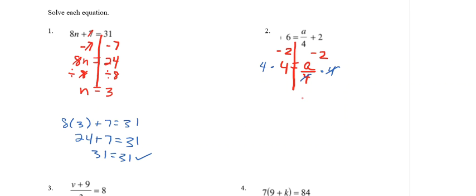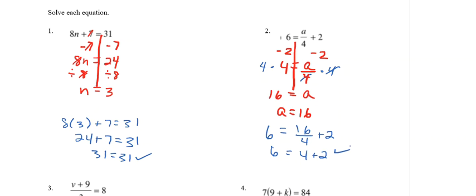And you're left with a equals 16. And I always like to switch it around and rewrite it where the variable is on the left side. Some teachers really do require this. Okay, and as always, you can check your answer. So 6 is equal to 16 divided by 4 plus 2. 6 is equal to 4 plus 2, and this does work out.